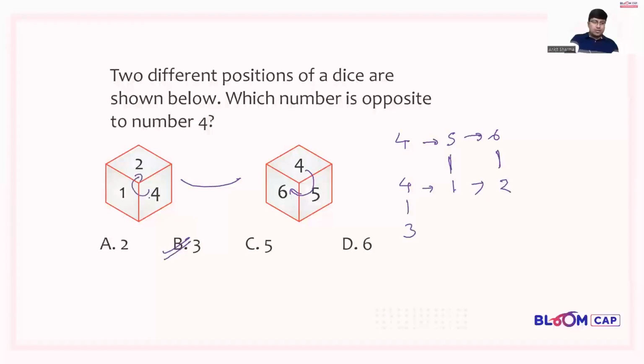Alright. So here 4, 1 and 2. Here 4, 5 and 6. So now opposite of 6 is 2, opposite of 5 is 1, and the opposite of 4 will be 3. That is the right answer.